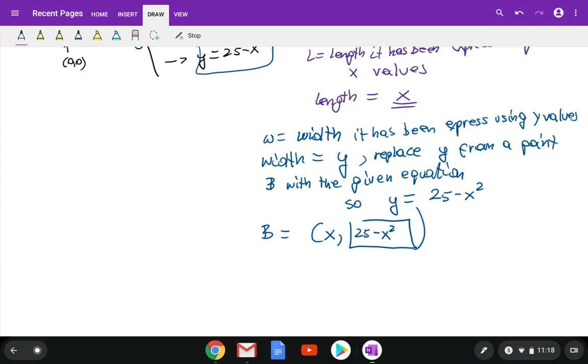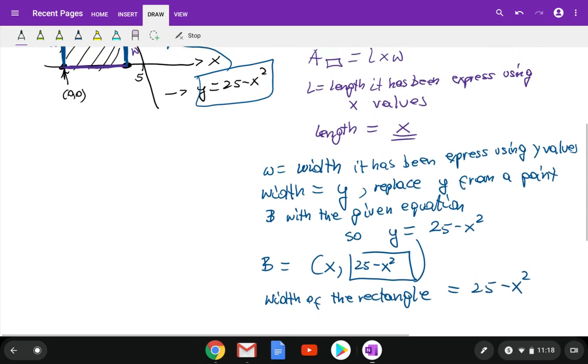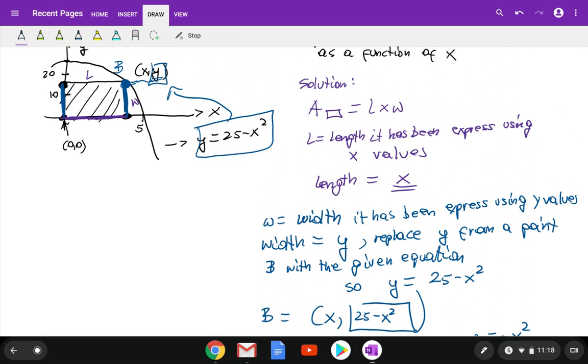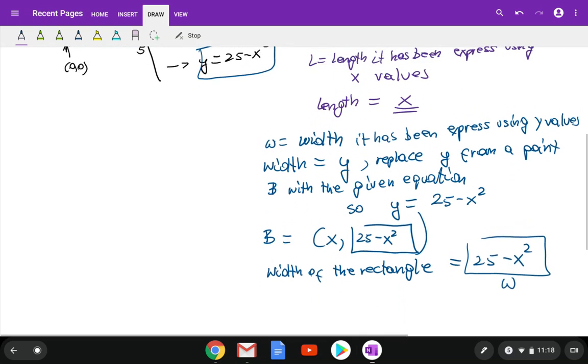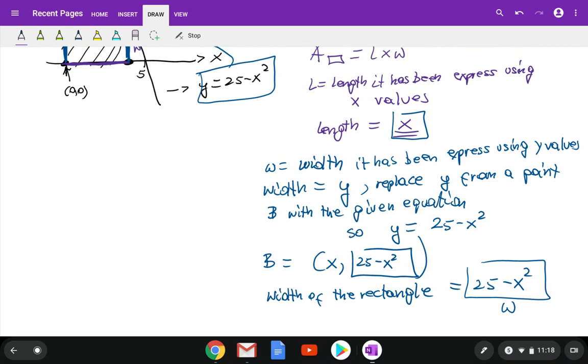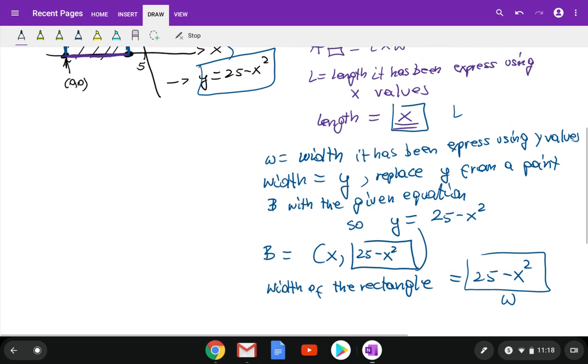So the width of the rectangle is going to be represented as 25 minus x squared. These are the y values, but again, y values we can calculate in this problem using the given equation, which is 25 minus x squared. So knowing this information, this is W, and x is L.